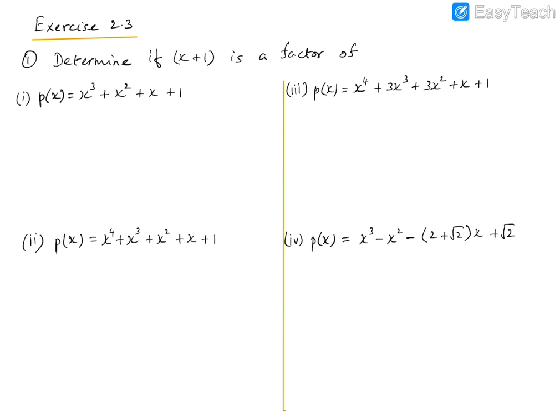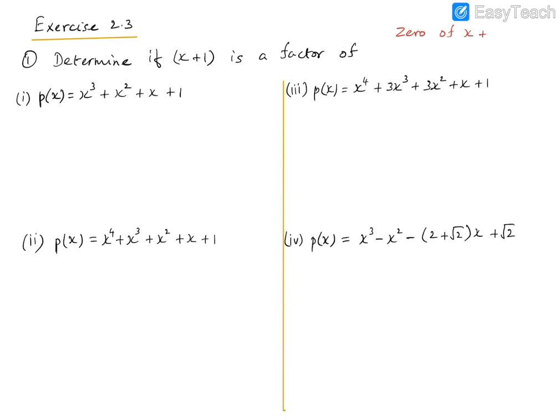So we will take the 0 of the divisor, which is the binomial, and substitute it in each of the polynomials and see if it evaluates to 0. So we are checking whether the remainder is 0 or not. If the remainder is 0, we will say that this is a factor. If the remainder is not 0, then we will say it is not a factor, okay. So the first step is we want to find the 0 of x plus 1. So I'll write it at the top here.